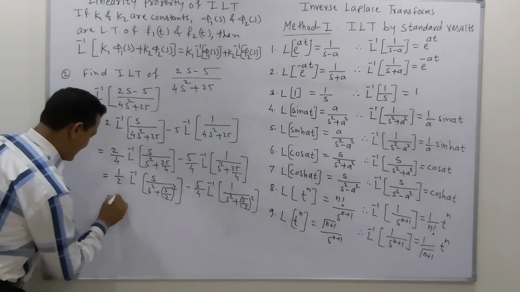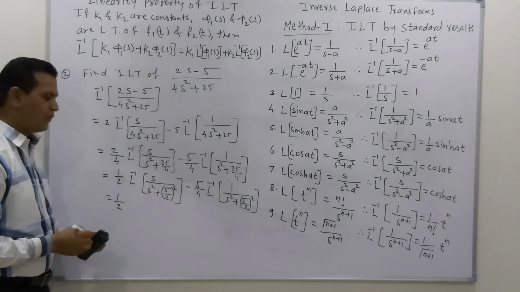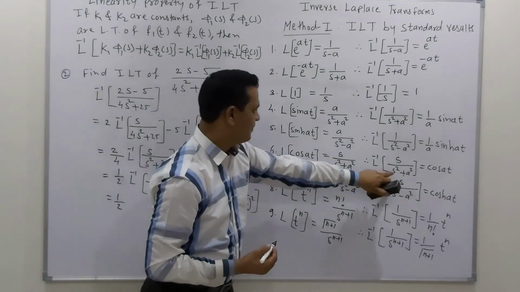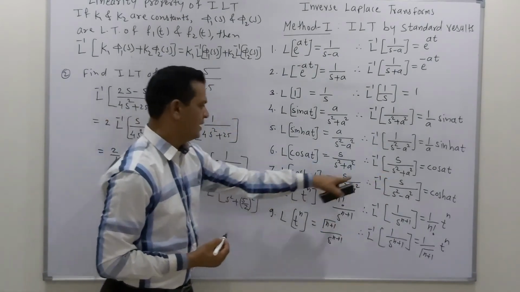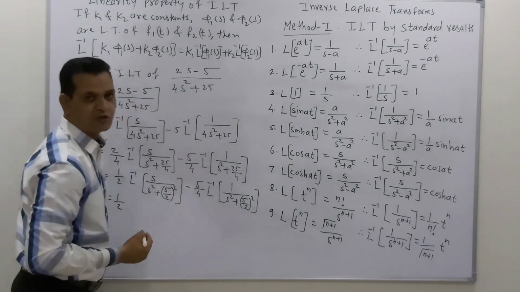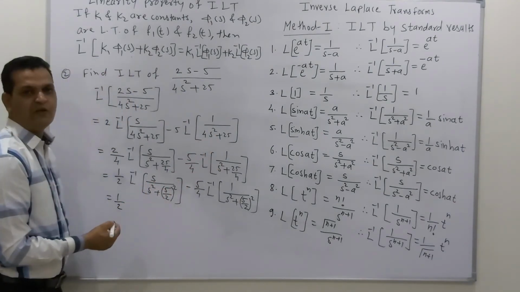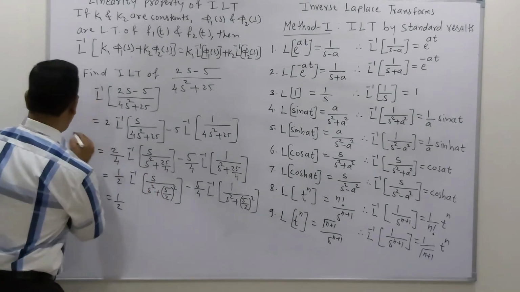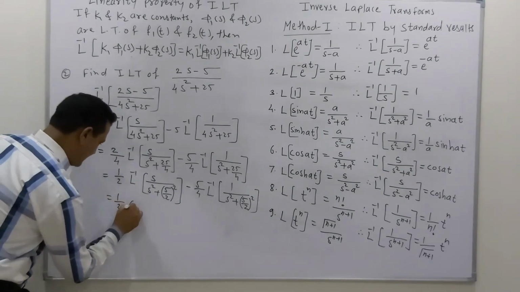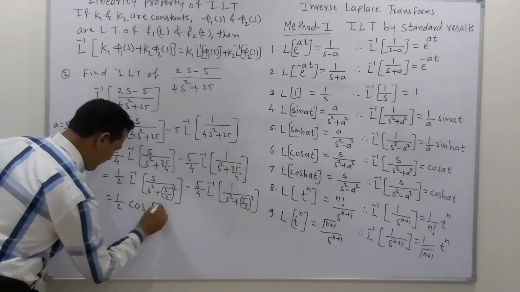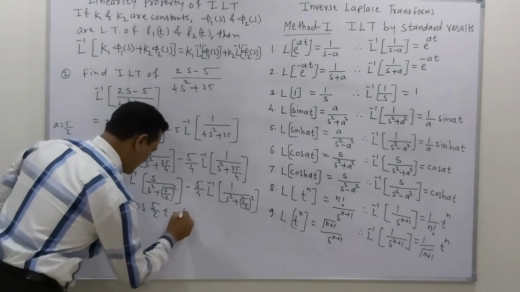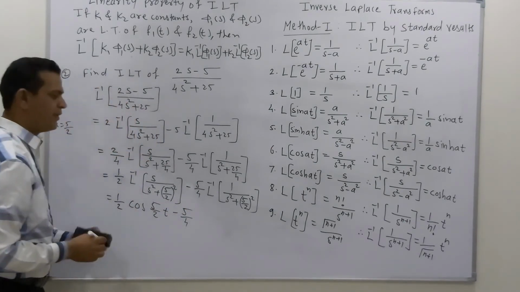Now we can directly write the answer to this term as 1 upon 2. This is the standard result which is related to the cos term. So the inverse Laplace transformation of s upon (s² + a²) is cos(at), where the value of a here is 5 by 2. So we can write this as cos of (5/2)t. Then this is minus 5 upon 4.